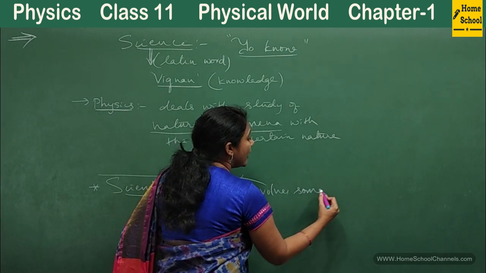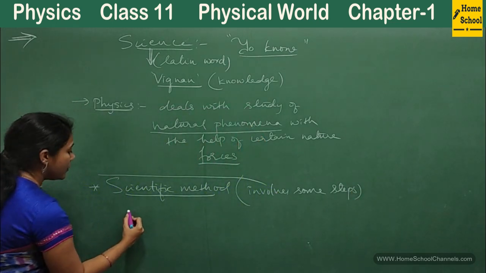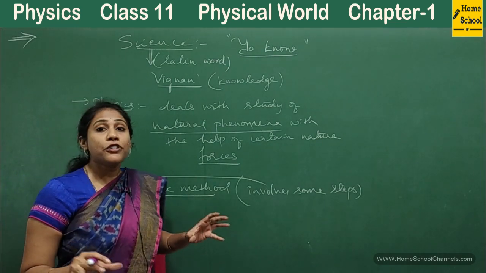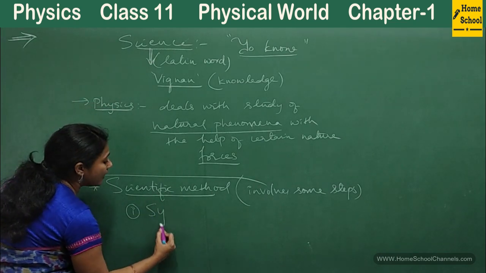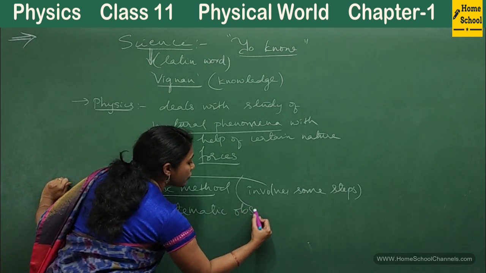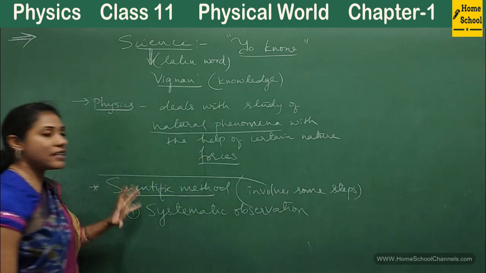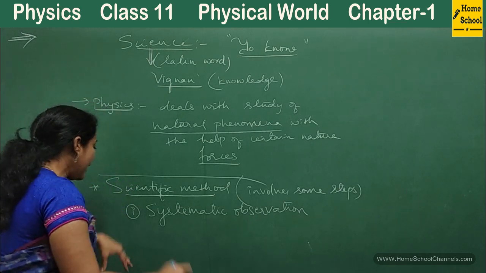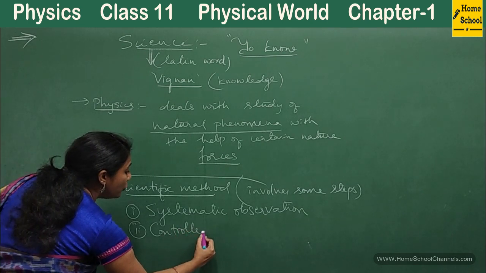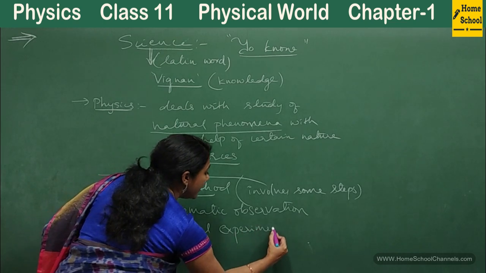Let us try to understand what those steps are. Step number one: first, we need to observe the natural phenomena, which I call systematic observation. Any natural phenomena you want to understand, first you must be able to observe it carefully, right? And later, we must do controlled experiments. We have to do many experiments on that natural phenomena, right?